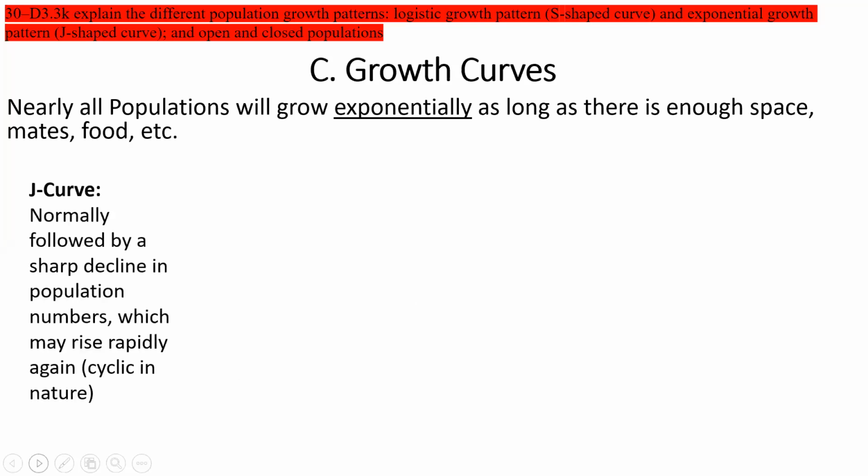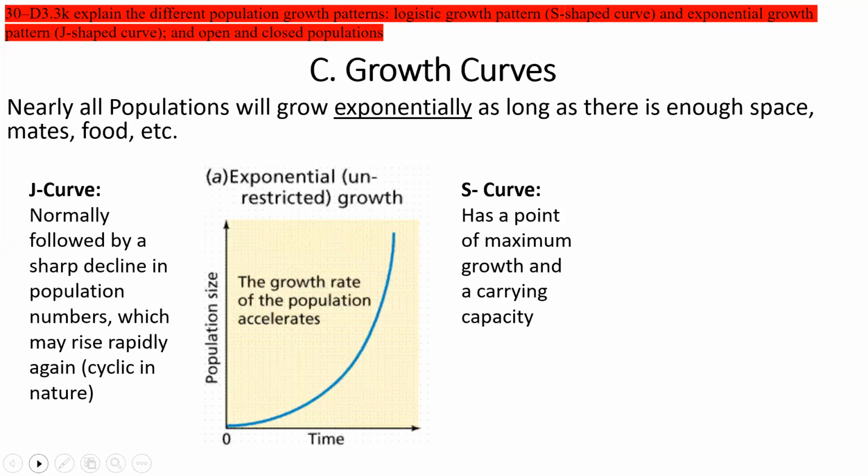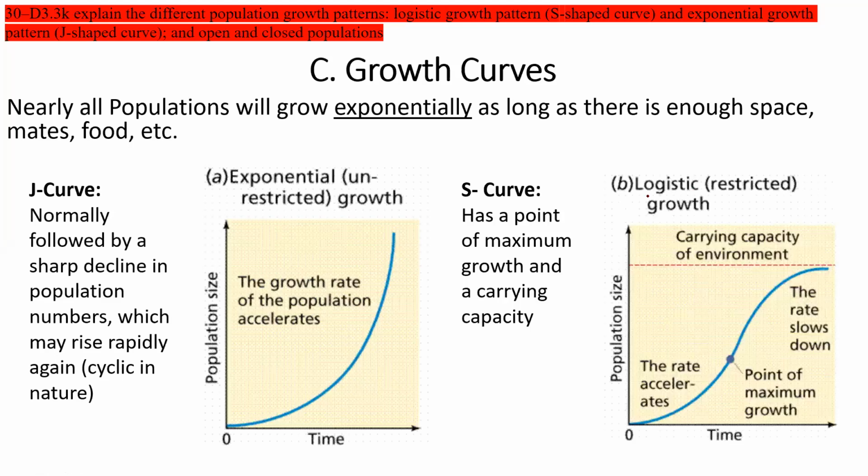Okay, so we've got two different types of curves here. We've got the J curve, and we're going to compare it to the S curve, also known as the logistic or restricted growth curve. J is normally followed by a sharp decline in population, which may rise rapidly again. So the J curve is cyclic in nature. Exponential, unrestricted growth, okay? This would be characteristic of mosquitoes. They are cyclic in nature. They come out in the spring, they die in the fall, they crash, and then poof, they're back at it.